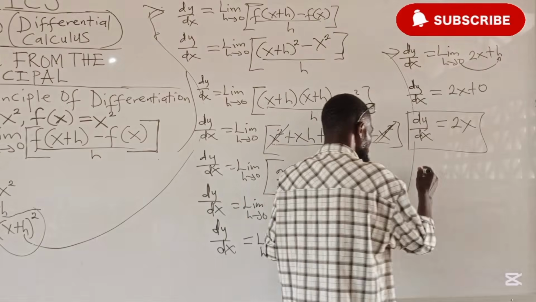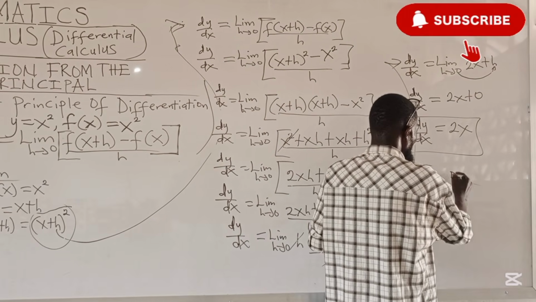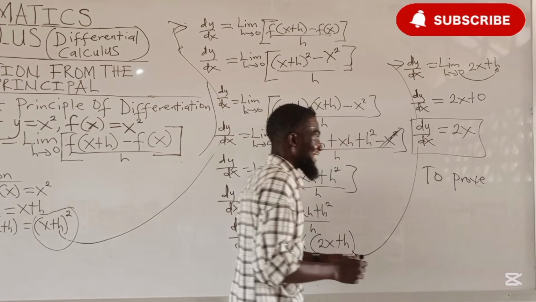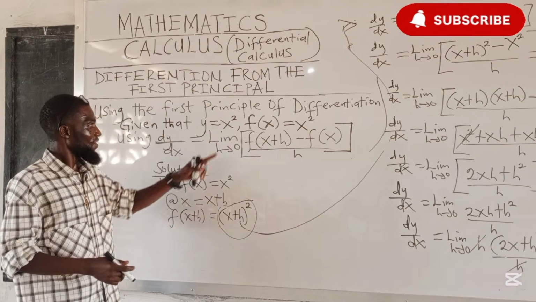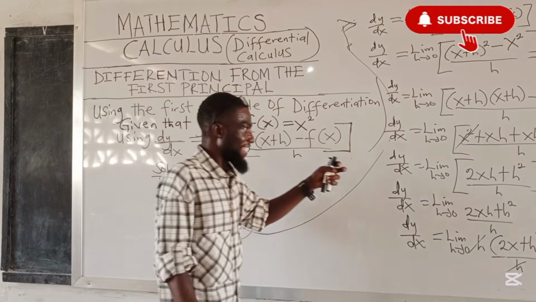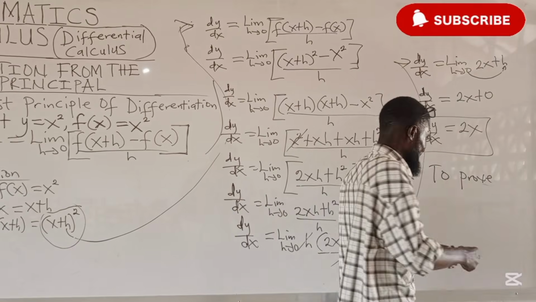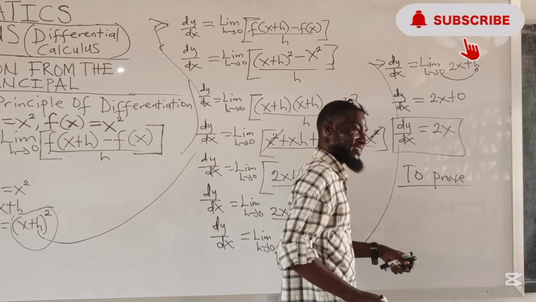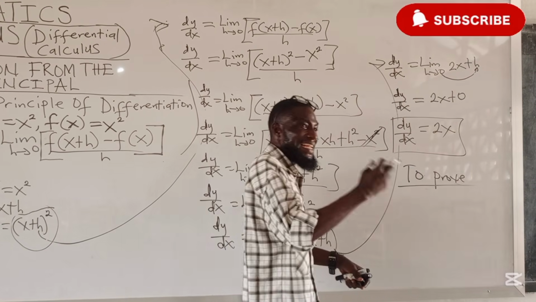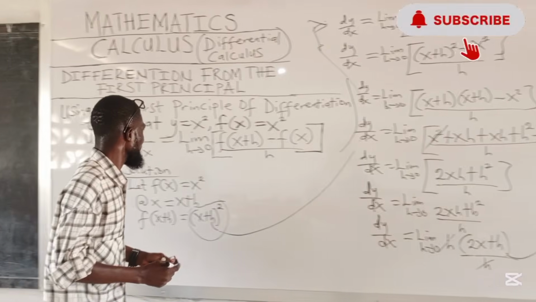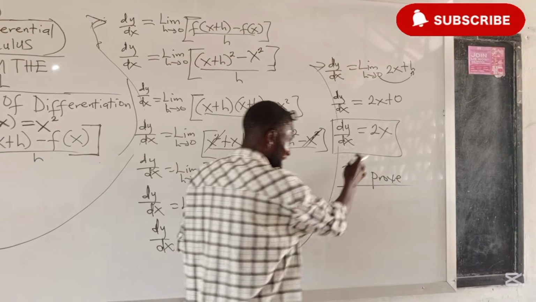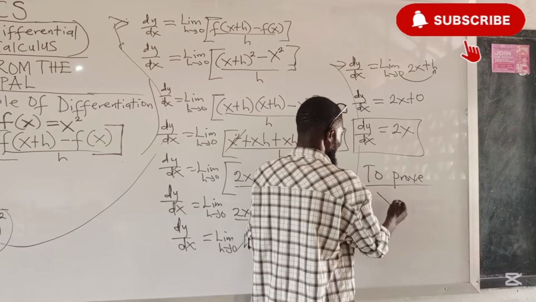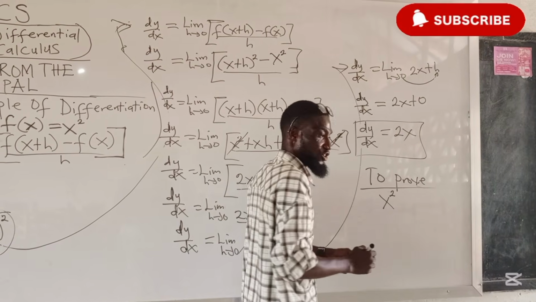But to prove that the differentiation of x squared is equal to 2x, we say in order to prove this, that anytime we differentiate x squared, automatically we have 2x, our answer. So we say x raised to the power 2, which is x squared. Let's prove.